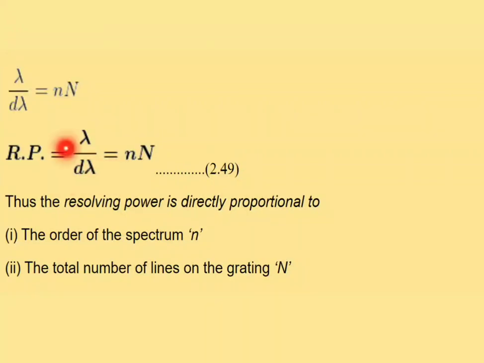Why? Because here lambda units are angstroms and d lambda units are also angstroms. So lambda by d lambda has no units. That means the resolving power of grating has no units. So this resolving power of grating is directly proportional to the order of the spectrum and the total number of lines or slits on the grating, that is capital N. So this is the final formula for resolving power of grating.